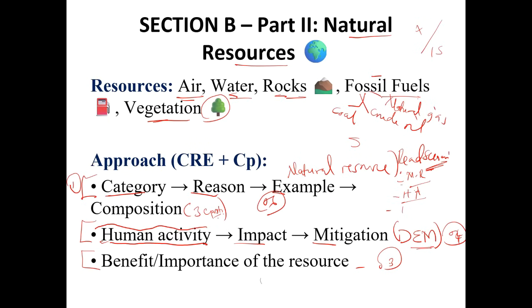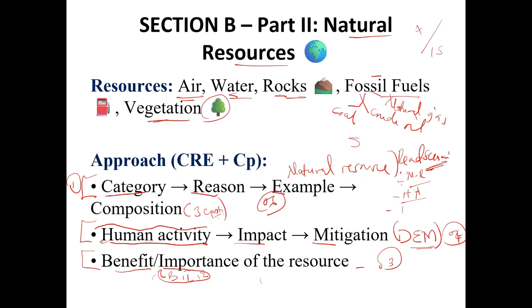Now, benefit or importance of the resource. So that is our last paragraph. As you give this, you give the benefit. After giving the benefit, tell us its impact and its effect. So we need to look at all the 3. That's why you'll be able to get all the 3 scores. If you don't, then you lose out some scores.